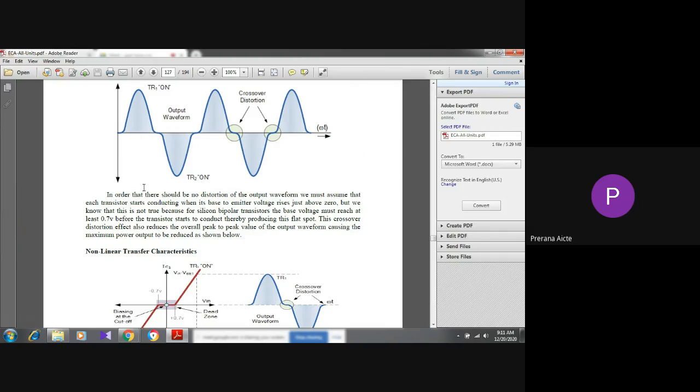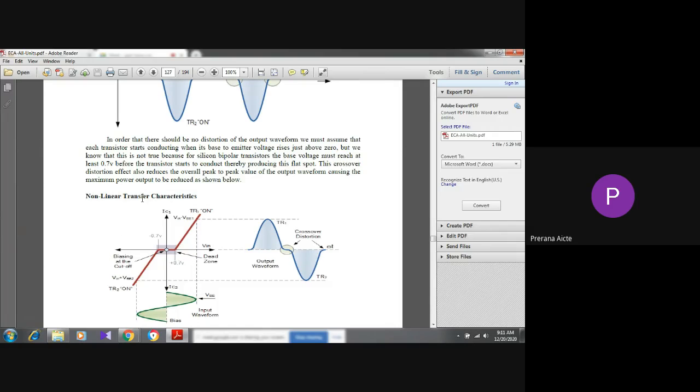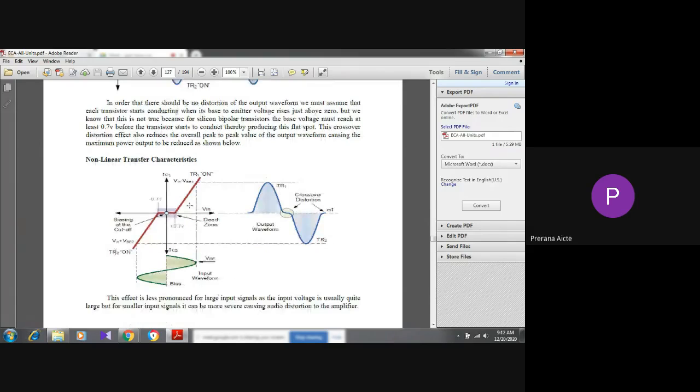So to avoid this, we can use the class AB mode. I already explained this class AB mode. And these are the characteristics. This is the input cycle, the input signal. These are the characteristics, and this is the output waveform in class B. So crossover distortion is very important.